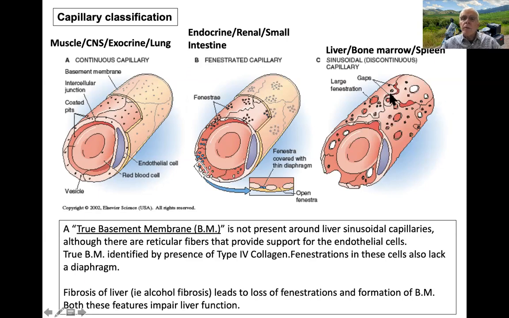Finally, we've got something called a sinusoidal or discontinuous capillary. And I can see that the authors have said sinusoidal. Gee, that might not make a lot of sense. Let's call it discontinuous. Well, again, if I took this cartoon and said, well, now I'm going to illustrate the third type of capillary, how would I do that?